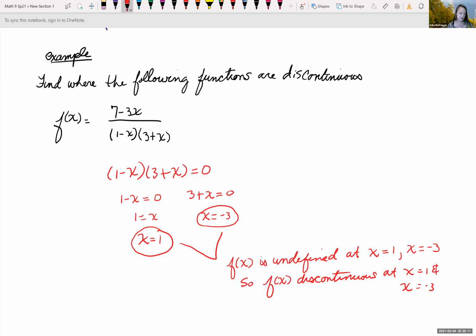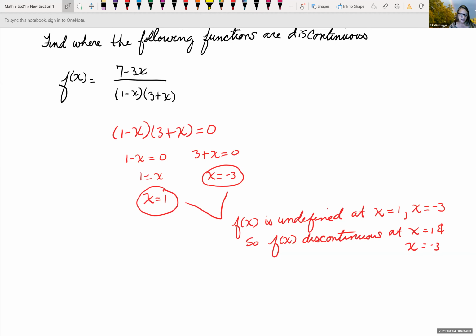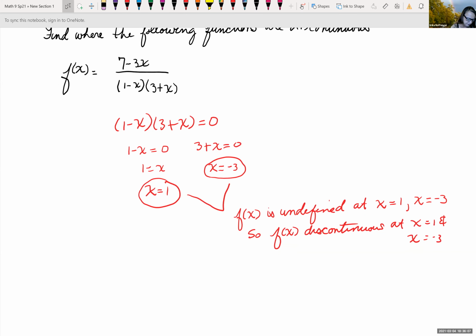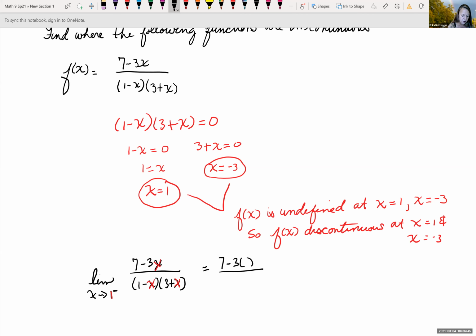That first condition didn't hold. That f of a value was not defined. So we just said that they were undefined there, but let's look at the limit as x approaches 1 on the left and the right. So if we were looking at the limit as x approaches 1 on the left-hand side of 1 of this function, 7 minus 3x all over 1 minus x, that quantity times the quantity 3 plus x in the denominator. If I went in here and I plugged in 1, I would see right away with direct substitution, which is usually what we want to try, notice that in the numerator, I get 7 minus 3 times 1 all over 1 minus 1 all times 3 plus 1.